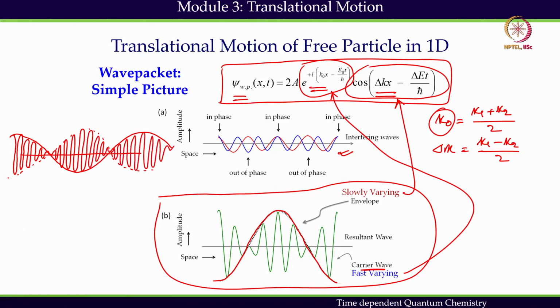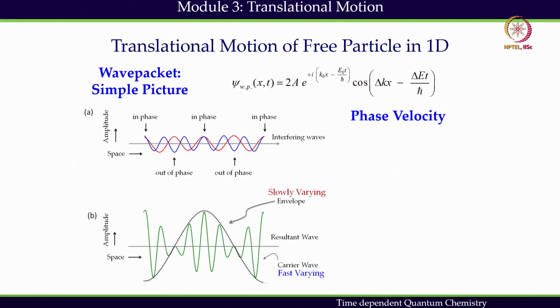Like this way. So this part is slowly varying and this part is the fast varying component of the wave packet. This is called the envelope, the slowly varying component, and the fast varying component is the carrier wave. So these are the terms which we'll be using to represent the wave packet, the particle in quantum mechanics.